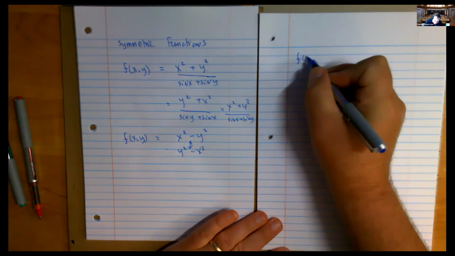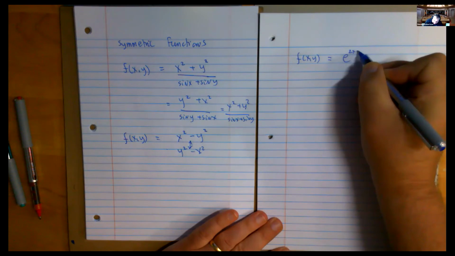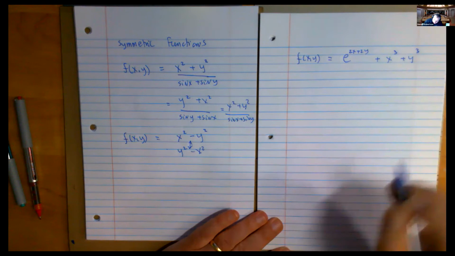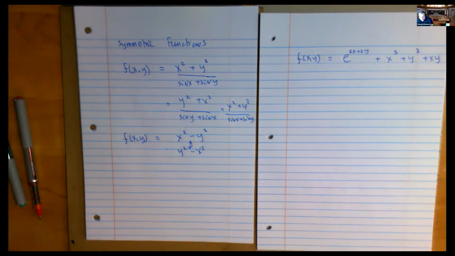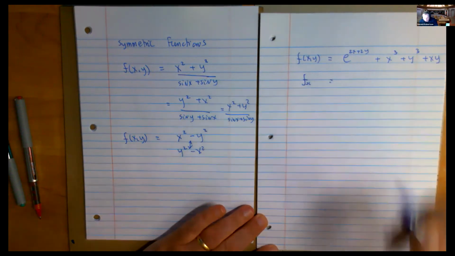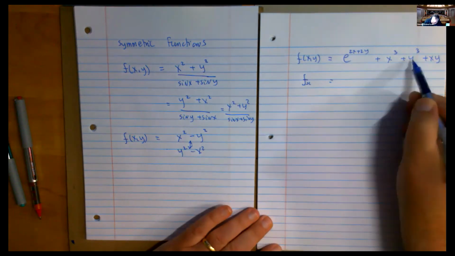Here's a symmetric function. e to the power of 2x plus 2y plus x cubed plus y cubed plus xy. Pretty messy function. Let's do its partial derivative with respect to x. Well, first, would you agree this is a symmetric function? Can you tell just by looking that the x's and y's are perfectly matched and balanced? Does it make sense? So it is a symmetric function. So let's do the partial derivative with respect to x.